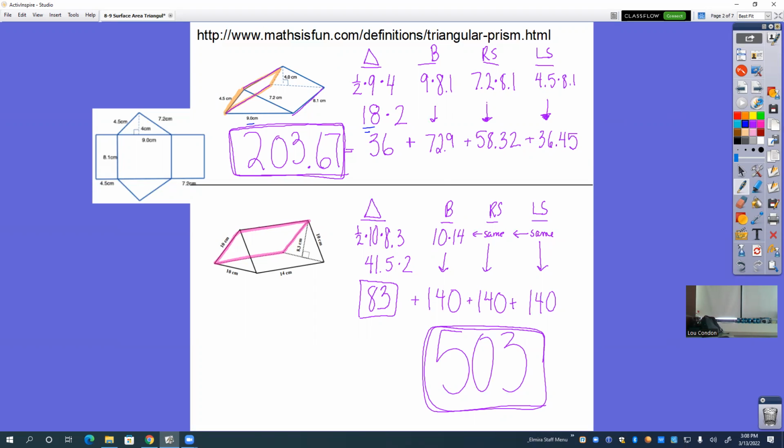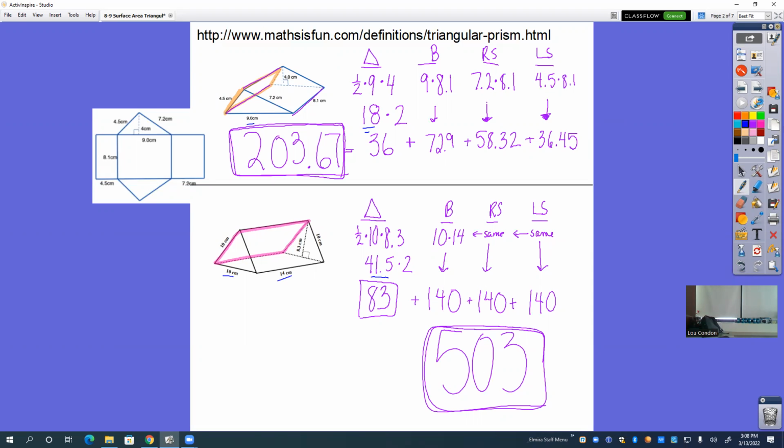Same thing with the second example. We have the area of a triangle, 1/2 times 10 times the height of the triangle, which is 8.3. So when we multiply 1/2 times 10 times 8.3, we get 41.5. Then we have to multiply that by 2 because there's the front and the back triangle. So that equals 83. The base is 10 times 14, which equals 140.